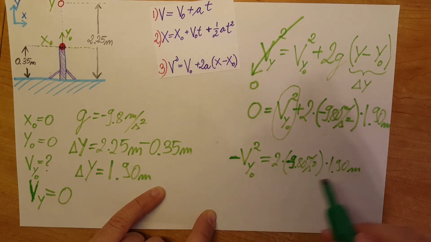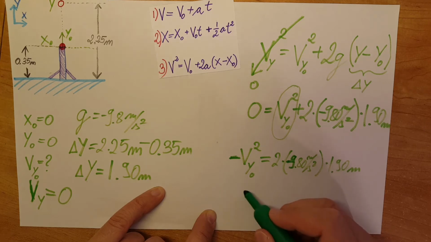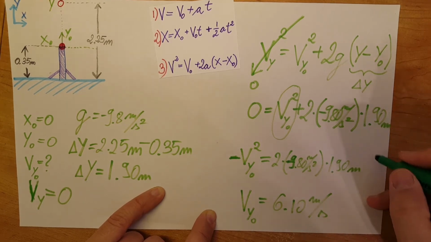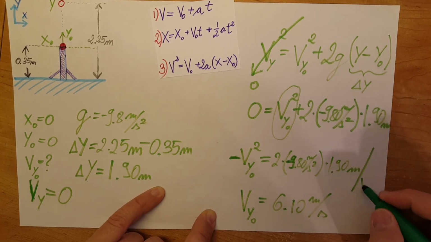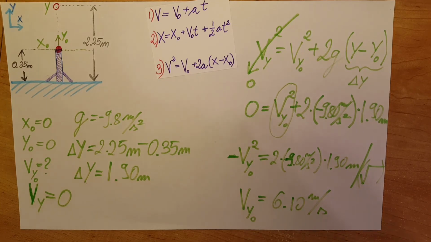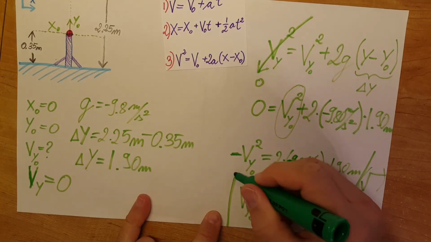Now this time we're gonna take the square root of both sides, and this will give us the velocity at y0 is 6.10 meters per second. We can also write here that we took the square root of both sides. And this would be our final answer.